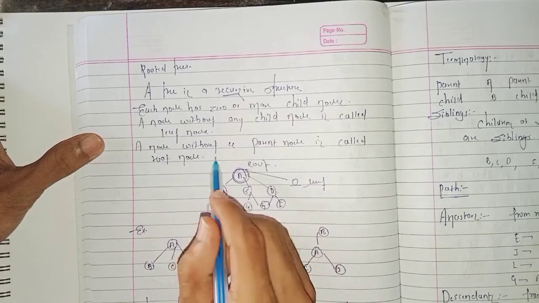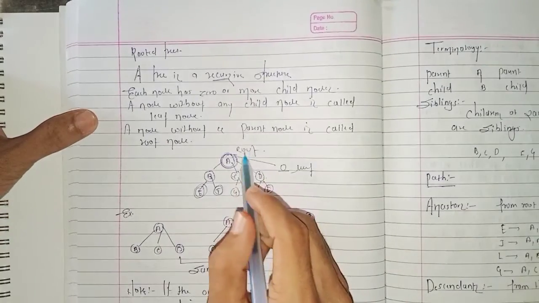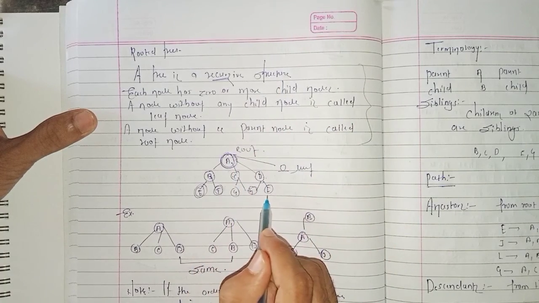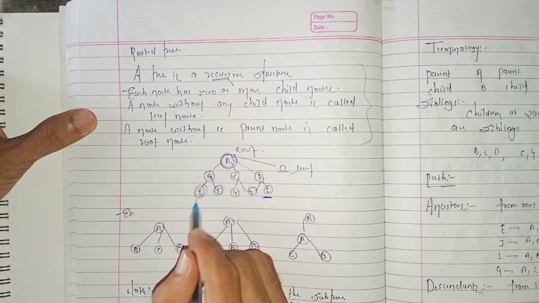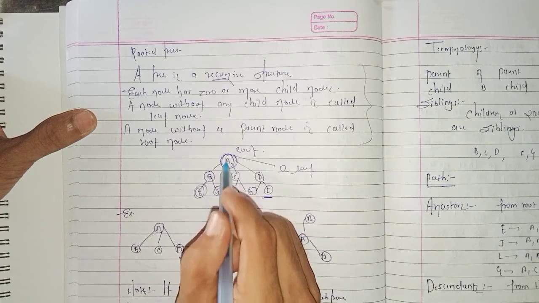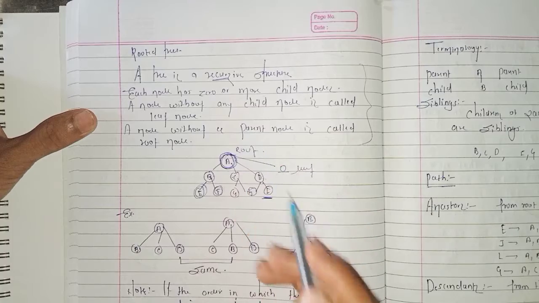And a node without a parent node is the root. So what is a leaf node? A leaf node is a node which does not have any further children, and the root node is the one which does not have a parent.